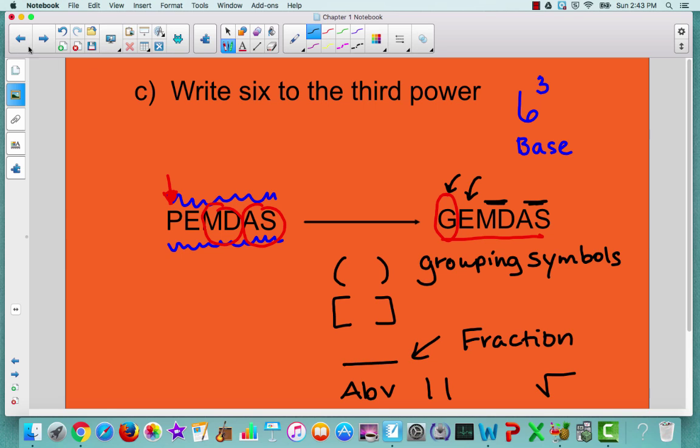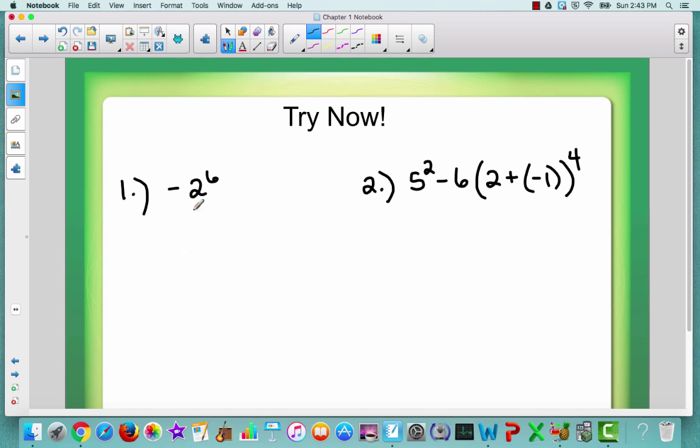All right, so let's go and try a couple problems based on what we just reviewed. Negative 2 to the 6th power. Well, we've got to remember, negative 2 to the 6th. So it's 2 times 2, which is 4, times 2, which is 8, times 2, which is 16, times 2, which is 32, times 2, which is 64. That's a really nice number for us to know.